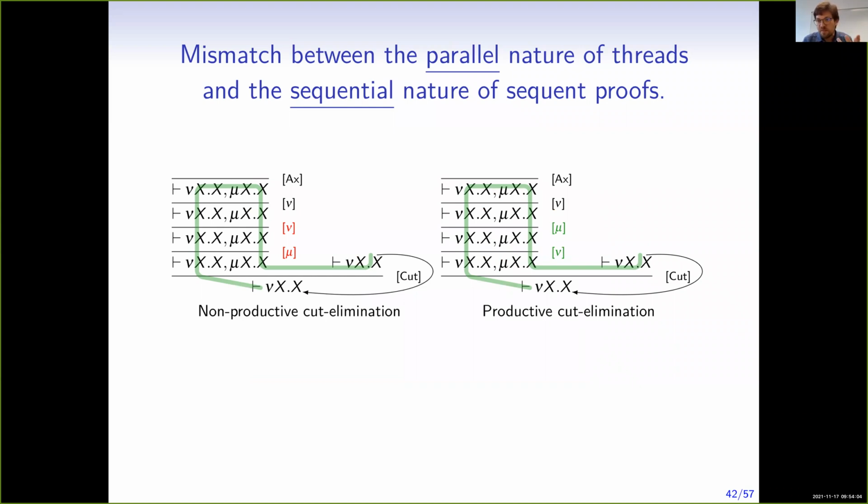I am just telling you that there is a mismatch between the fact that threads only speak about the progress along formulas, while we have to state them for sequent derivations. And there are strange phenomena occurring in the sequent calculus. Typically, if you look at those two proofs, they only differ by the ordering of the nu and mu unfolding here. And the left proof is non-productive. The cut elimination will not produce a cut-free proof, while the right one is productive.